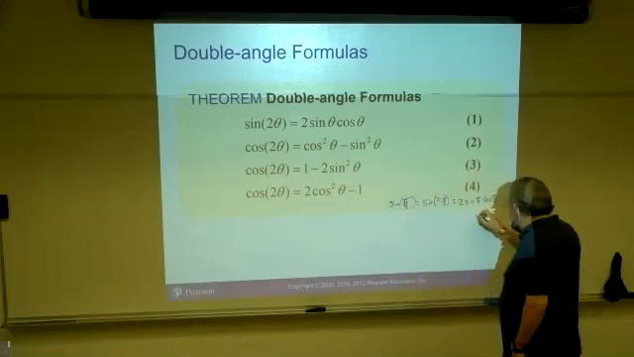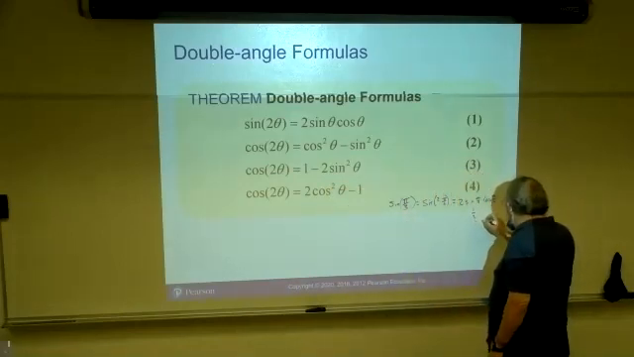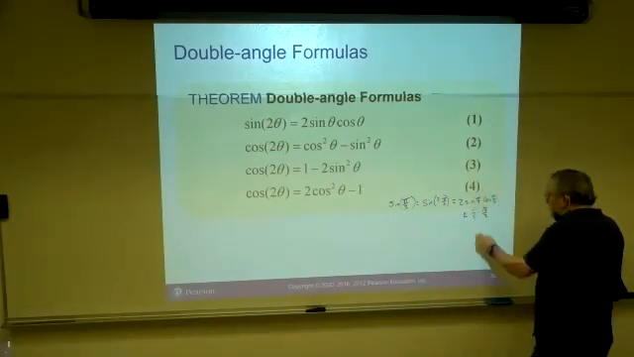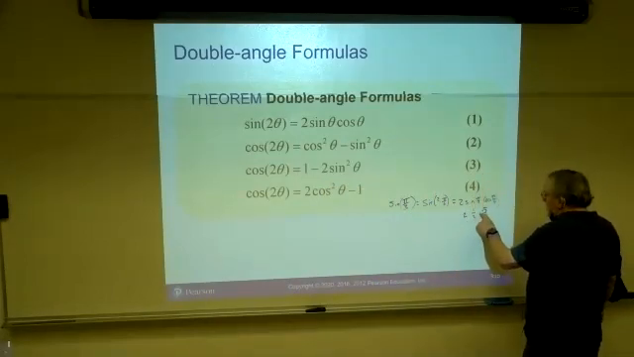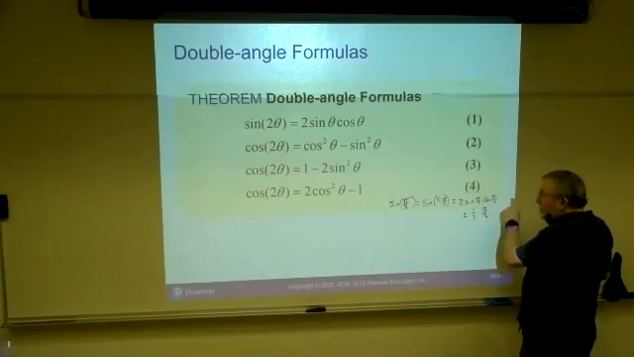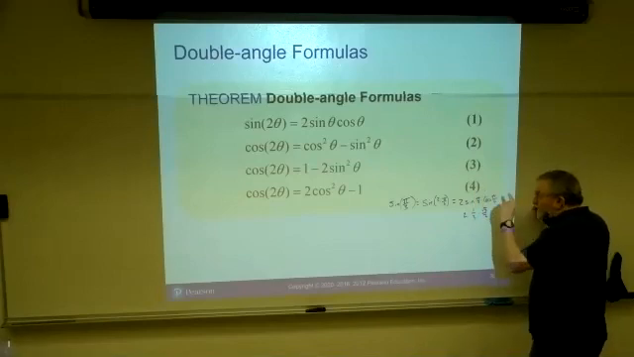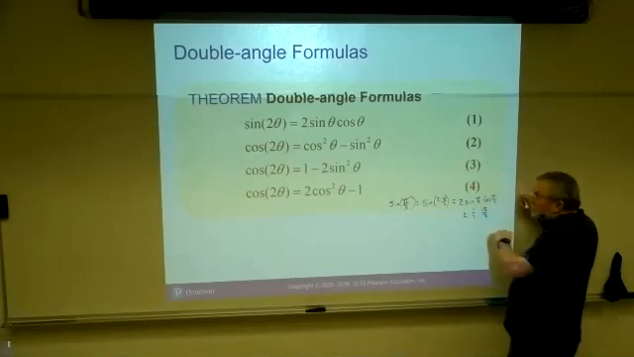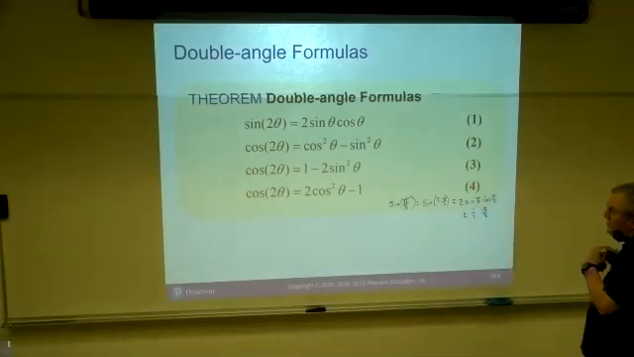Well, sine of pi over 6 is 1/2. The cosine of pi over 6 is the square root of 3 over 2. And we're multiplying by 2. 2 times 1/2 is 1. 1 times the square root of 3 over 2 is the square root of 3 over 2, which is the sine of pi over 3. So this doesn't verify it, but it helps understand what's going on there.